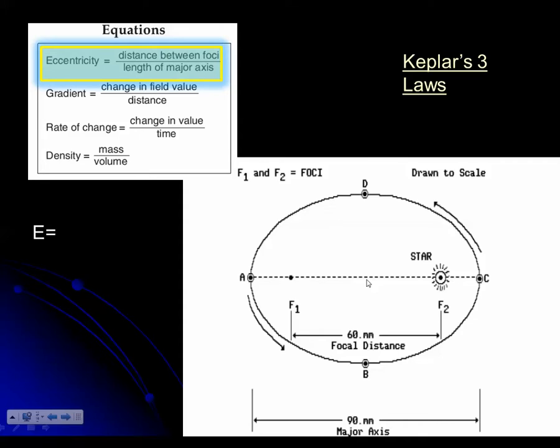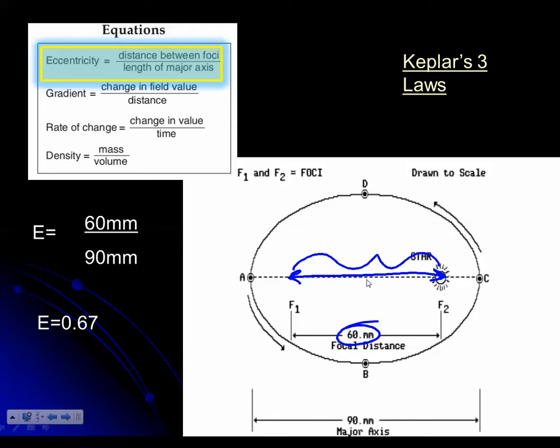All right, in your reference tables on the front cover, in the equations box, eccentricity is the distance between the foci divided by the length of the major axis. And in this drawing, you'll see that 60 millimeters is the focal distance, the distance between the foci, between the sun and the balance point. You'll see that the length of the major axis is 90 millimeters, and that's this distance, 90 millimeters. And so the way you calculate eccentricity is simply you divide them.